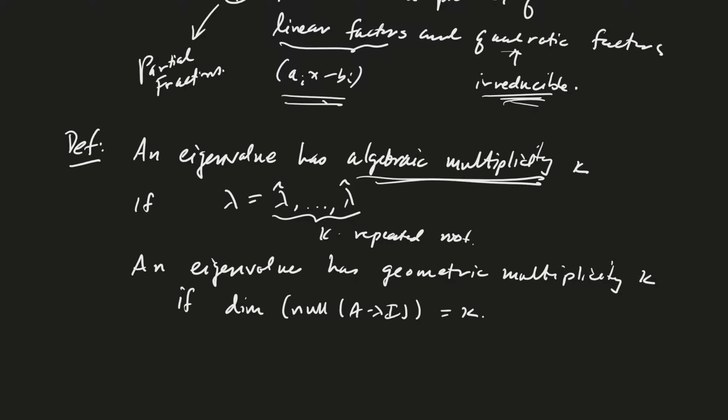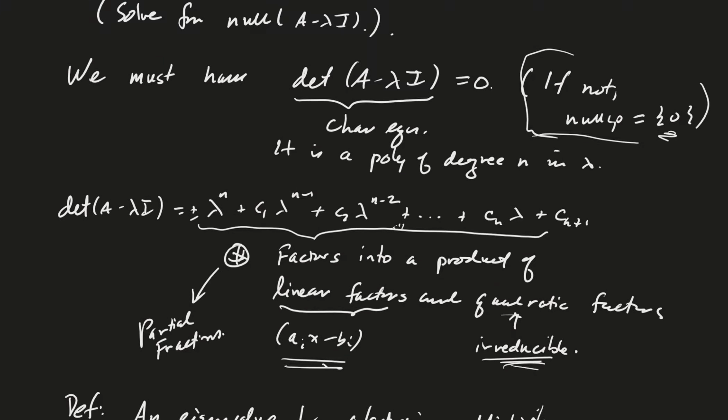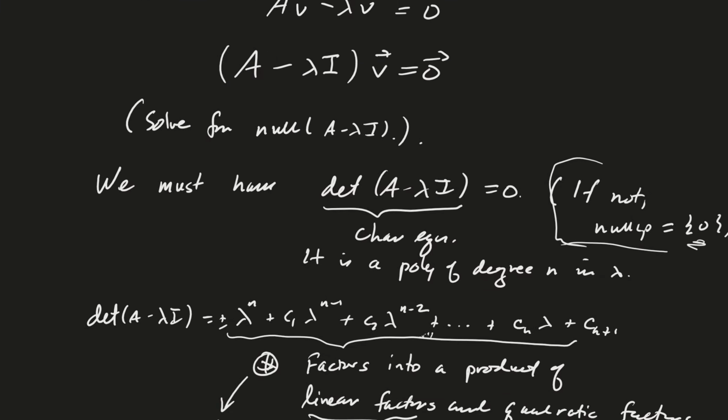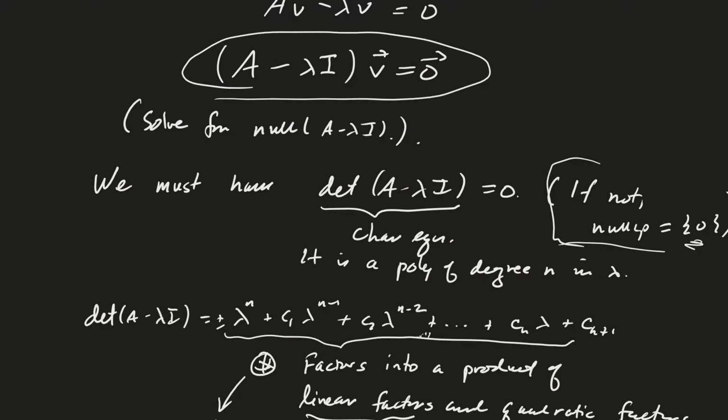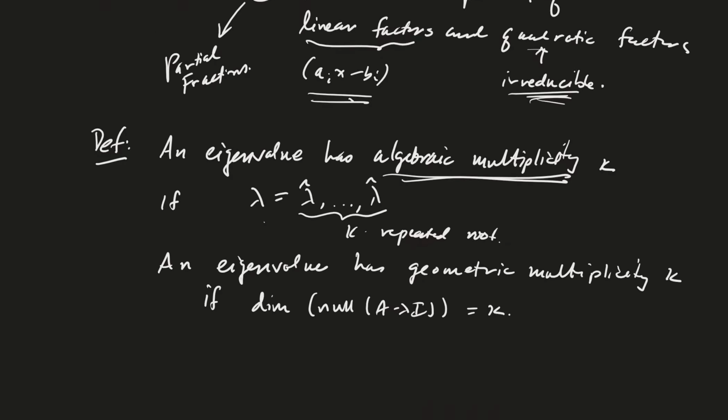So where does that come from? Well, that's because for each lambda, you have to put it back into A minus lambda I, and then you have to solve for this equation, right? And solving this equation means that you are looking for a basis for the null space of A minus lambda I. Those are equivalent things, right? Solving this equation and finding a basis for the null space. Good. So the dimension of that null space is the geometric multiplicity of an eigenvalue.